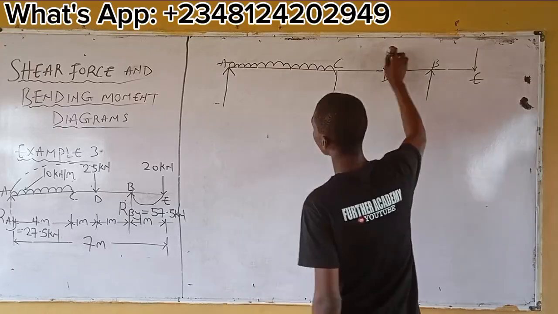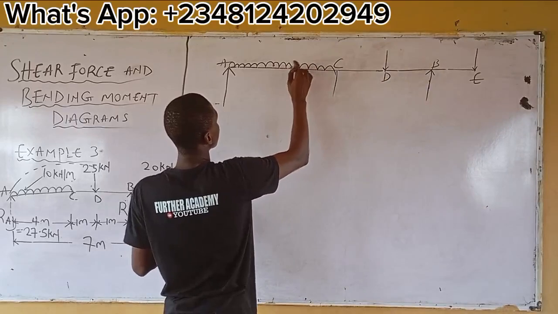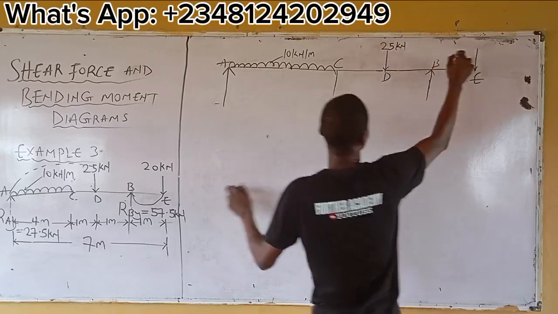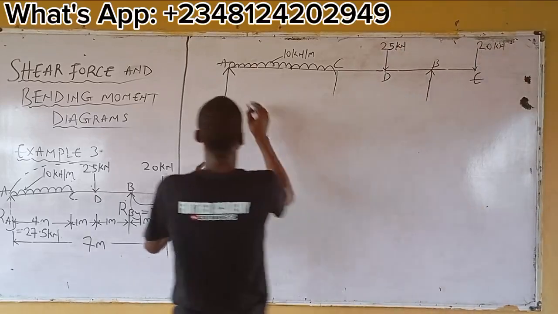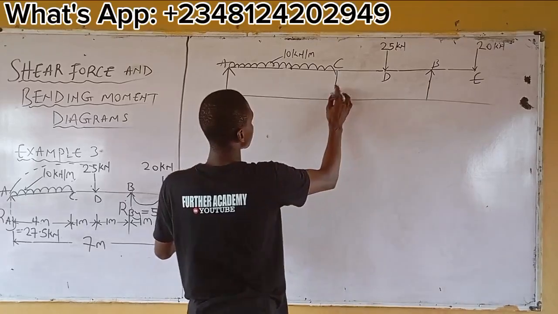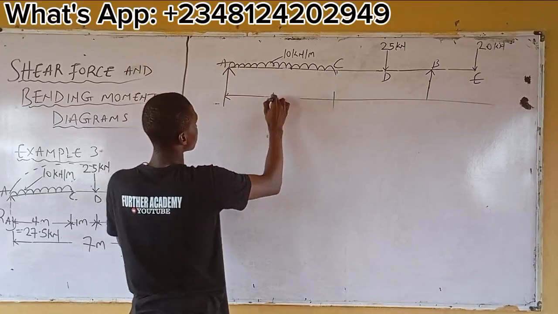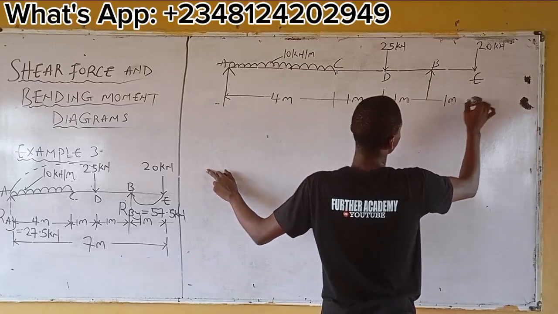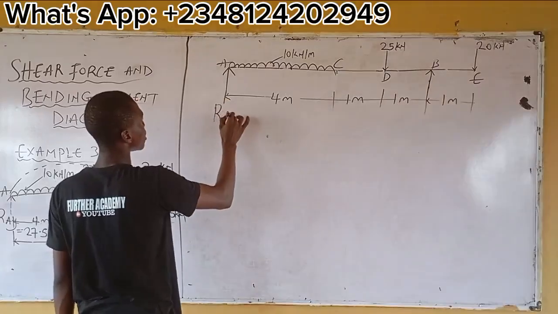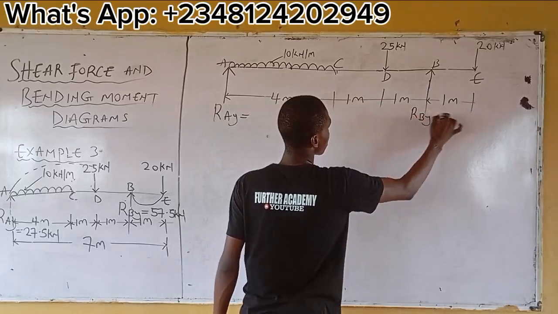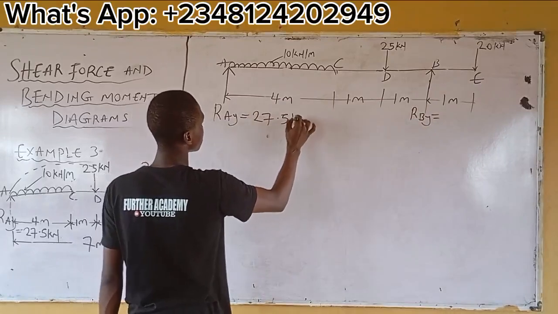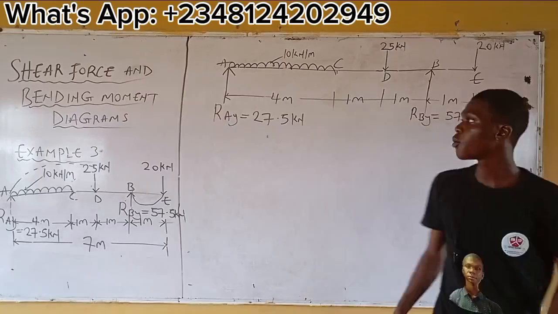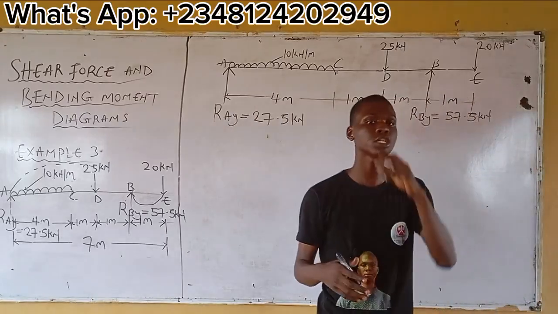From here, let's load our beam. What's the value here? This is 10 kilonewton. This is 25 kilonewton. What about this? 20 kilonewton. The distance here is 4 in length. This is 1 meter, this is 1 meter, and this is also 1 meter. Now, what's RA? 27.5 kilonewton. What's RB? 57.5 kilonewton.